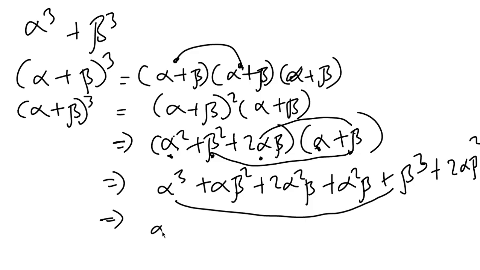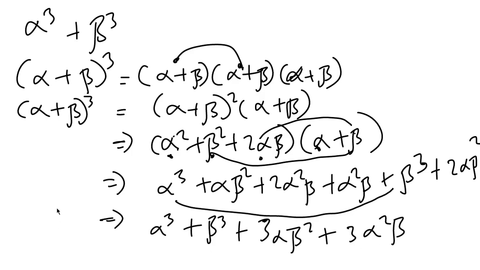Do you get? So you can bring them together as alpha cube plus beta cube plus, you can see like terms here. Alpha beta squared can go with these 2 alpha beta squared. So alpha beta squared plus 2 alpha beta squared is what? 3 alpha beta squared. Then 2 alpha squared beta plus alpha squared beta will give us what? 3 alpha squared beta. Right? So all of this is equal to (alpha plus beta) all cube.